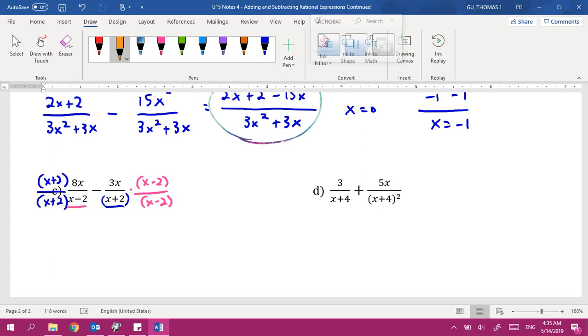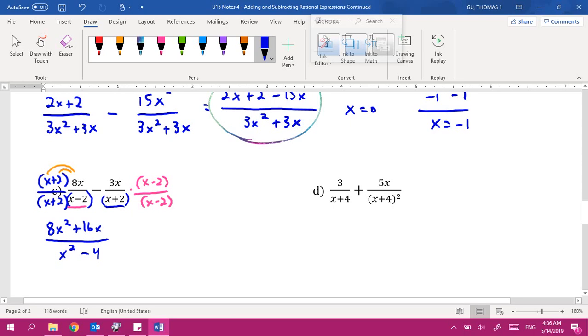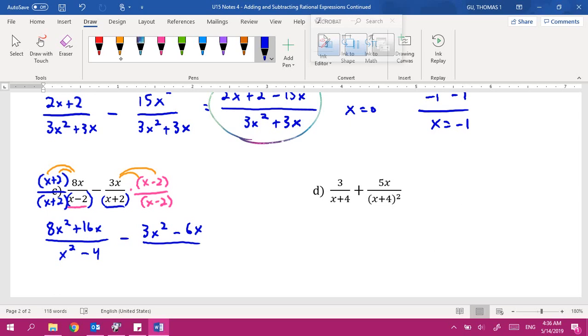And so let's make sure we distribute the right way. So we got 8x times x and 8x times 2, which is going to be 8x squared plus 16x over, and then look at this. This is the difference of squares. x plus 2 times x minus 2 is just going to give me x squared minus 4. You can check that if you wanted to, but I see right now that it's a difference of squares. Okay, so now let's look at the second term. We're going to put a minus sign because it's minus, and then we distribute the 3x to x minus 2. That's 3x times x is 3x squared, and 3x times negative 2 is negative 6x over, and once again, we got a difference of squares. x plus 2 times x minus 2 gives x squared minus 4.